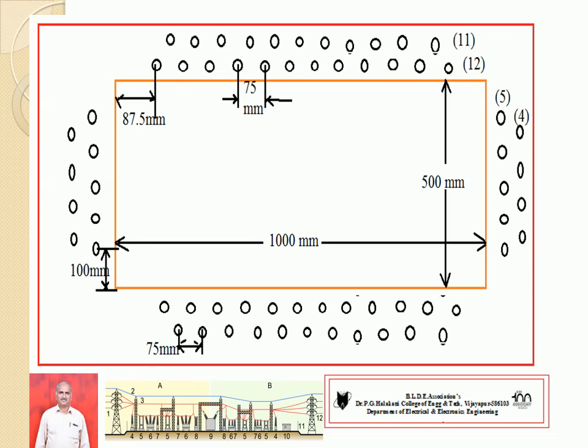In similar fashion, lengthwise we have to consider 5 tubes, hence 4 spacings are there, that is 4 into 75. So we are going to get around 300 mm. 500 minus 300 mm, remaining is 200 mm. So 200 by 2, 100 mm on each side clearance. So this is the arrangement of first row, first column, widthwise or lengthwise.